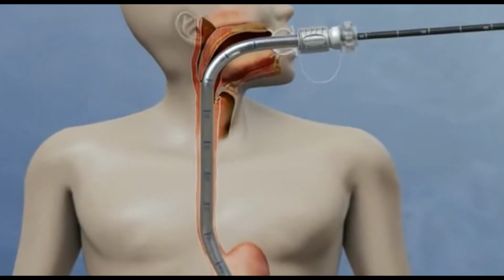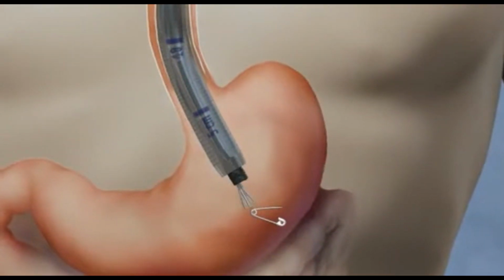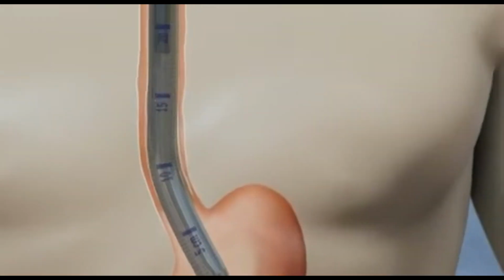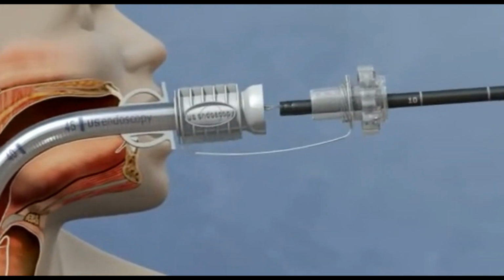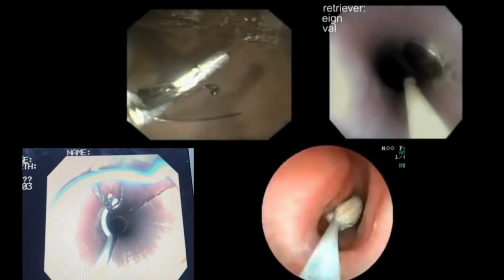Foreign body retrieval is a medical procedure used to locate and remove objects that have been accidentally swallowed or inserted into the gastrointestinal tract. This procedure involves using an endoscope to visualize the foreign object in real time, followed by the use of specialized tools to grasp and safely remove it from the GI tract. Some examples of foreign body retrieval are shown here.